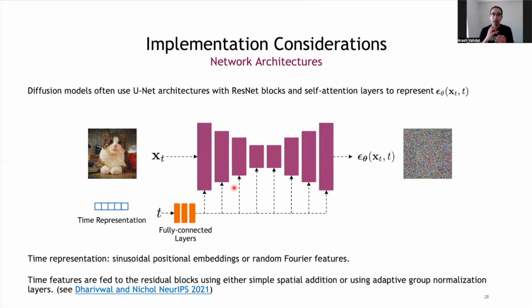In order to combine this time embedding with all the residual blocks, you have a few options. For example, you can just take this time embedding and do an arithmetic sum with all the spatial features in the residual blocks. Or you can use, for example, adaptive group normalization in order to add time embedding into residual blocks. So I would encourage you to check this paper that discusses, for example, the trade-offs between adaptive group normalization and spatial addition.